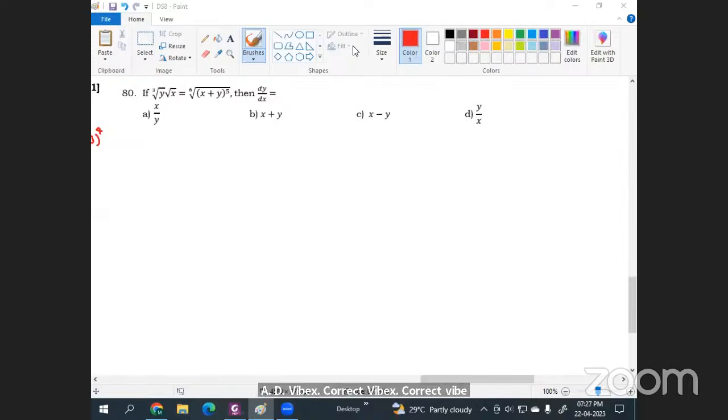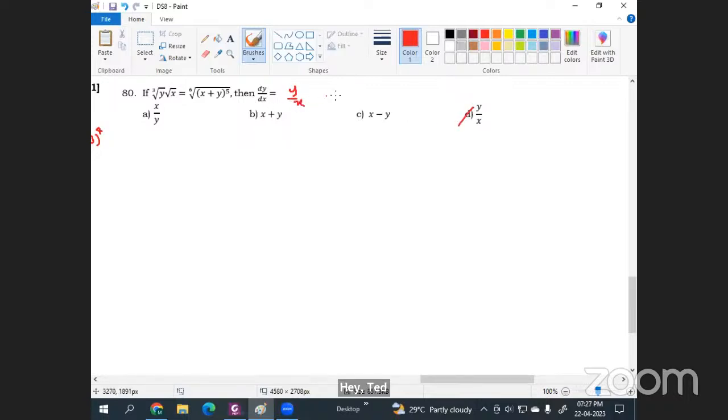x plus y, wrong answer. y by x is correct. D is the right option. Yes, D is the right option. Correct. Right.